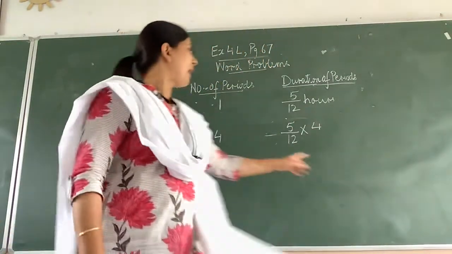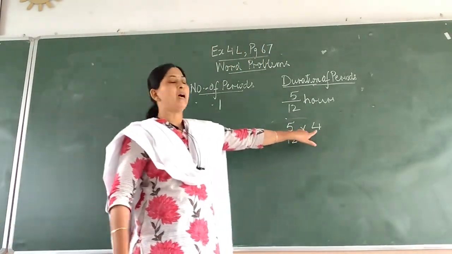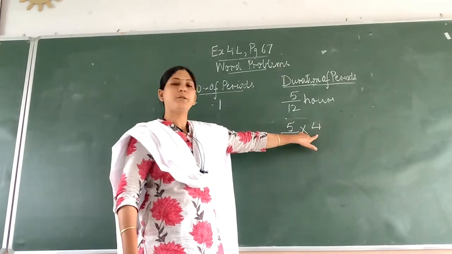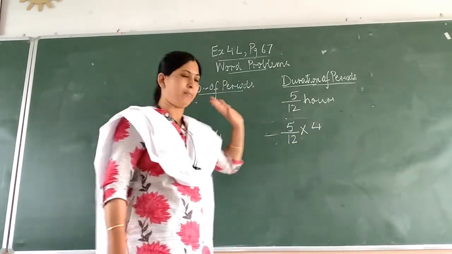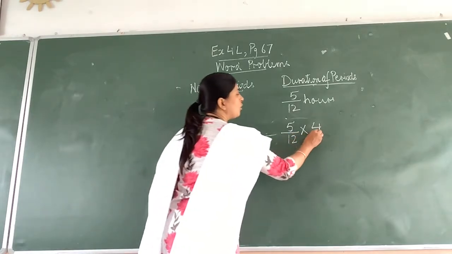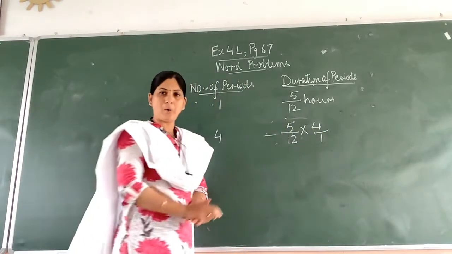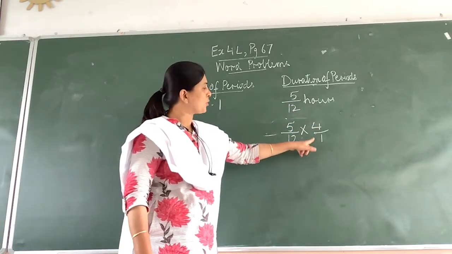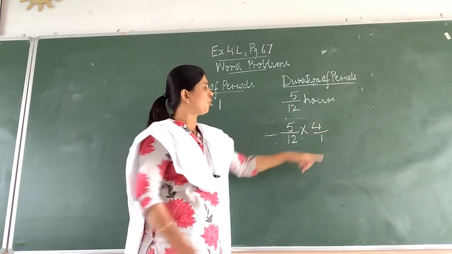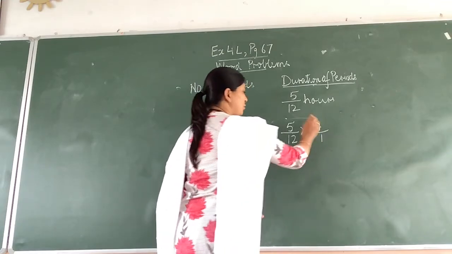Now we have a fraction and we have a whole number. 4 is a whole number. Now we know how to multiply a fraction and a whole number. 4 means what? 4/1. A whole number can be written in fraction form also. See, 4 can be written as 4/1 and we changed it into a fraction.